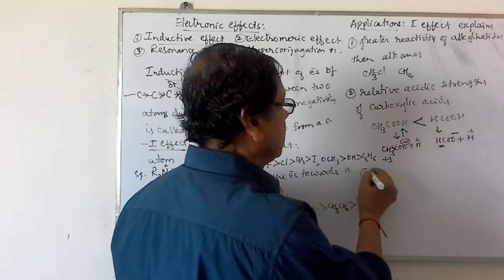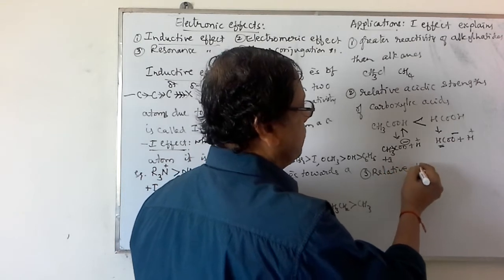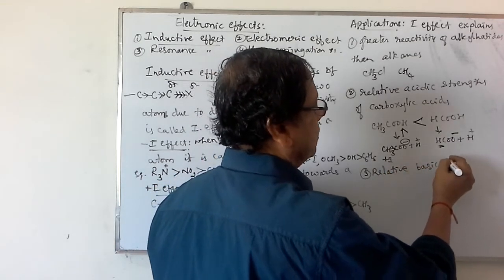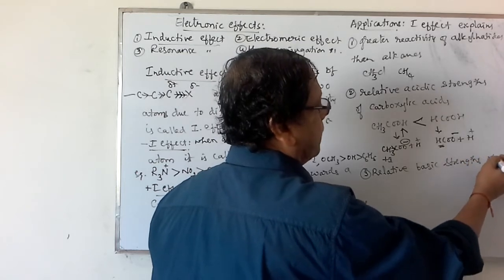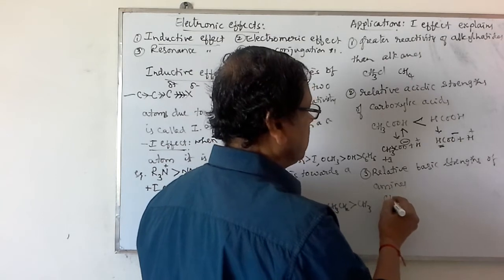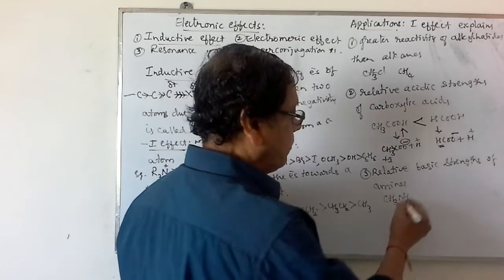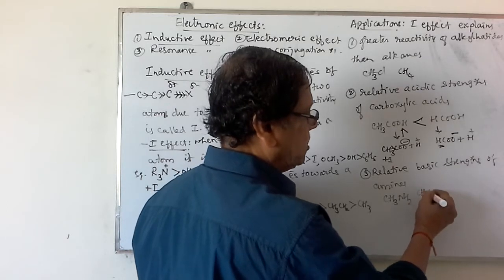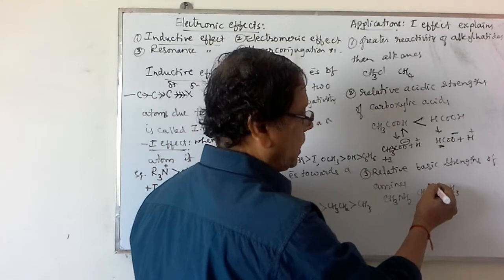The third one is relative basic strengths of amines. Suppose you consider methylamine, CH3NH2, and compare it with CH3NHCH3.